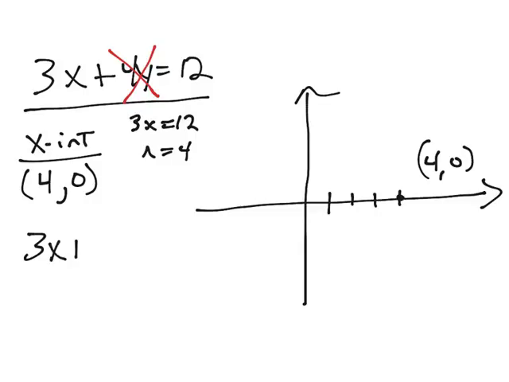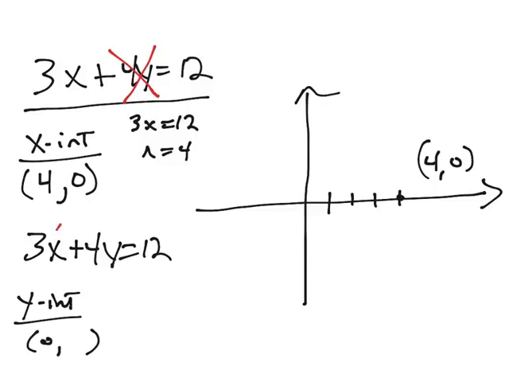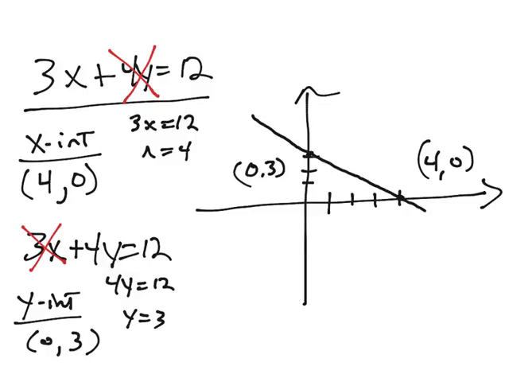Similarly, if we want to find the y-intercept, I'm going to plug in x equals 0, which means this term is going to go away. So we're left with 4y equals 12, so y equals 3. So the y-intercept would be 0, comma 3. The x-intercept is going to be 4, comma 0. Connect the dots. And there's the graph of that equation.